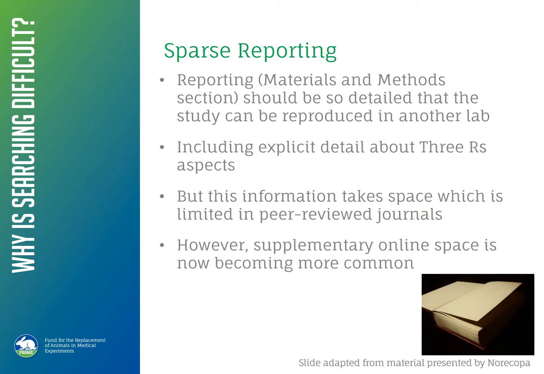Finding information on non-animal methods is difficult because specific details about 3Rs aspects are often not reported. Reporting in materials and methods sections should be so detailed that the study can be reproduced in another lab, including explicit detail about 3Rs aspects, but this information takes up valuable space which is often very limited in peer-reviewed journals. However, supplementary online space is now becoming more common, so hopefully this will make it easier to outline 3R-specific methods, interventions and strategies, and I encourage you to give as much detail as possible in any of your future publications.